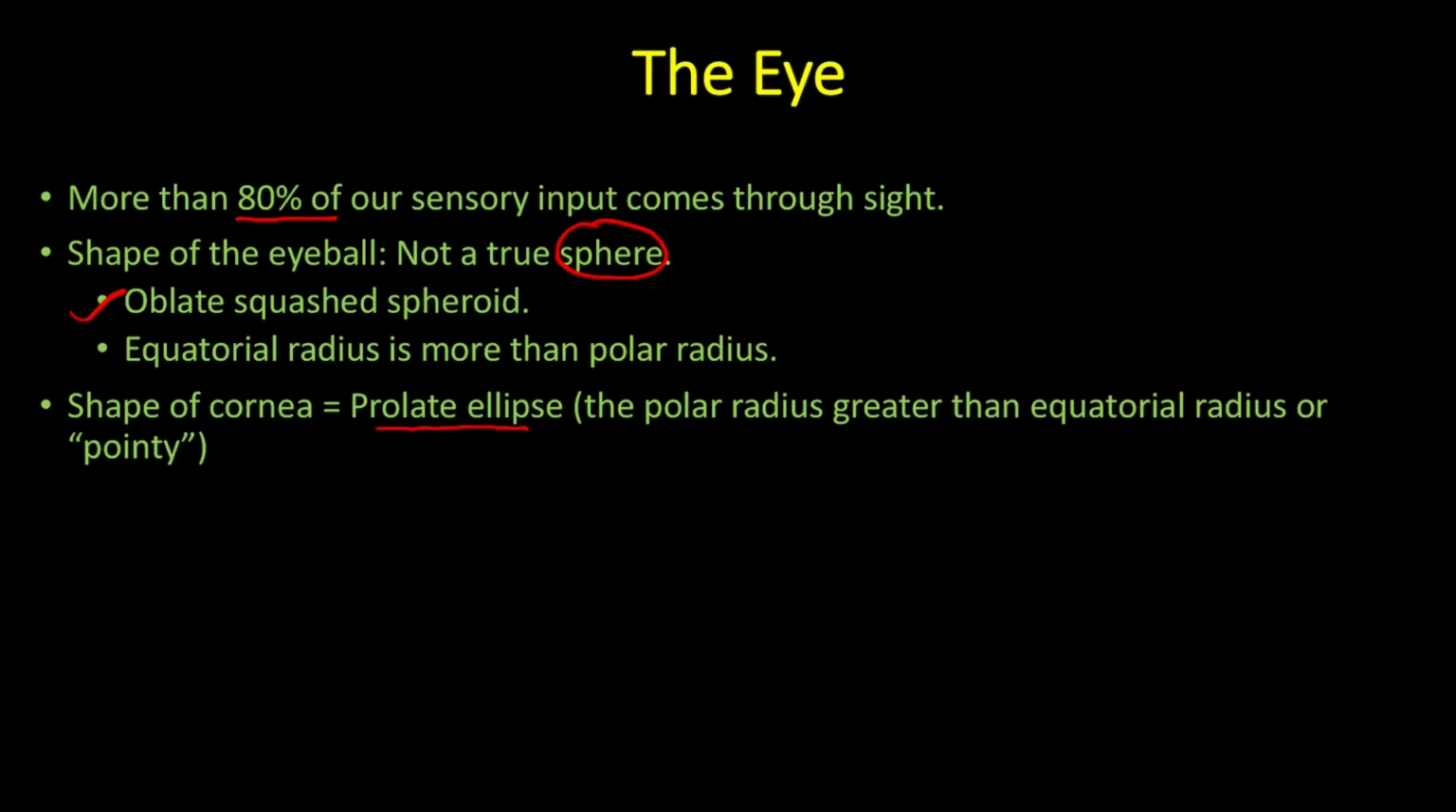So what does it mean? What is oblate and what is prolate? We'll learn now. So this is a normal sphere where we have the equatorial radius and the polar radius. The equatorial radius will be demarcated as ER, and the polar radius as PR. So for a sphere, ER is equal to PR.